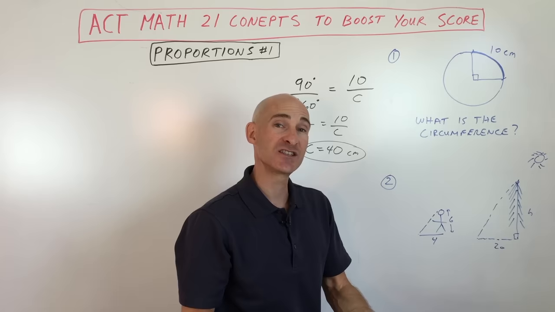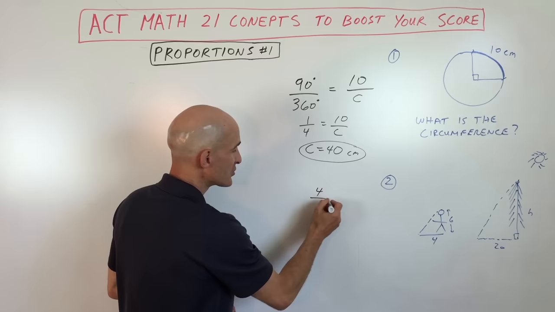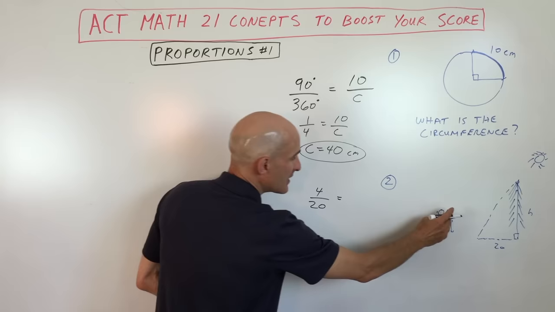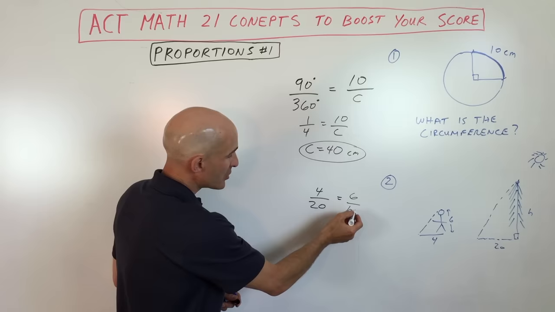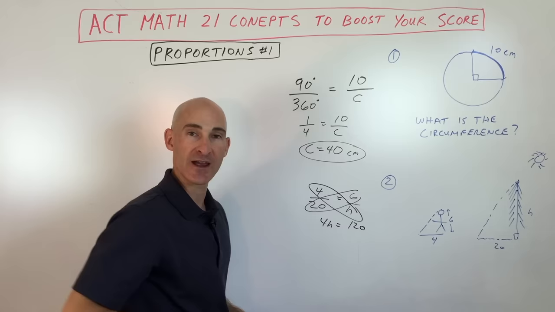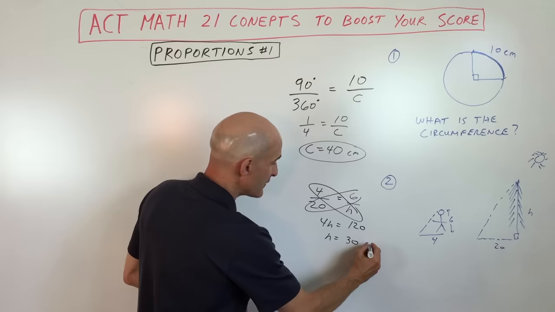I'm just going to do the same thing. I'm going to say shadow to shadow, so the person's shadow to the tree shadow is the same as the person's height, that ratio, to the overall height of the tree, h. And then all we're going to do is cross multiply. So we have 4h equals 120. So this diagonal multiplied together equals that diagonal. And then we're just going to divide by 4, and you can see that's going to be 30 feet. That's the height of the tree.